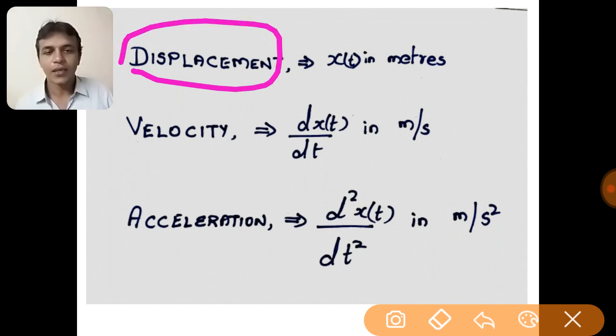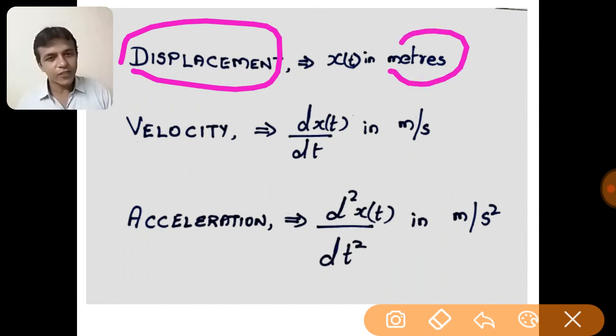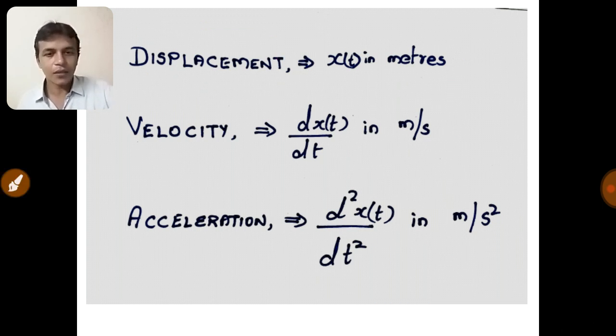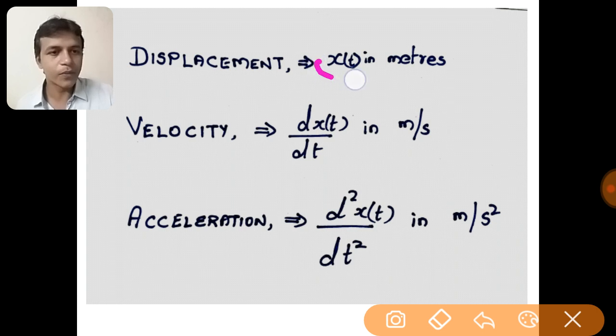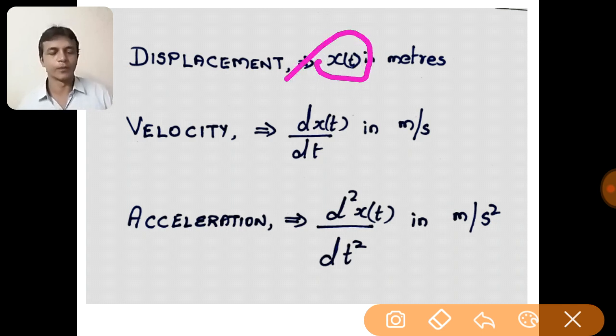Displacement is a vector representation of distance, which is expressed as a scalar. So distance is a scalar quantity, whereas displacement is a vector quantity, and the units of both displacement and distance are the same, meters. We are very much aware of the difference between scalar and vector. A scalar has only magnitude, whereas a vector has both magnitude and direction. Here, to represent displacement, we use the notation x of t.